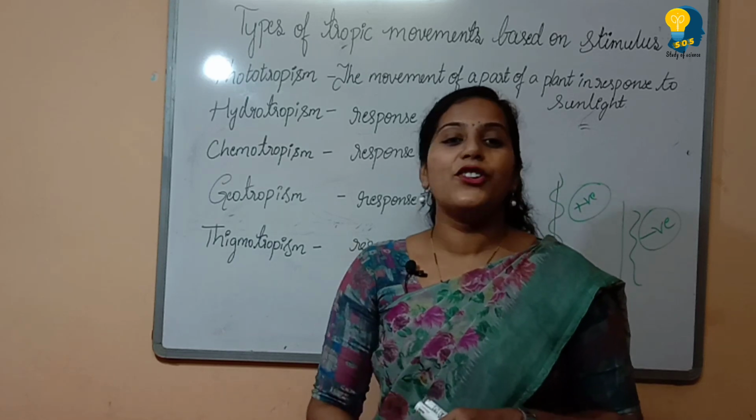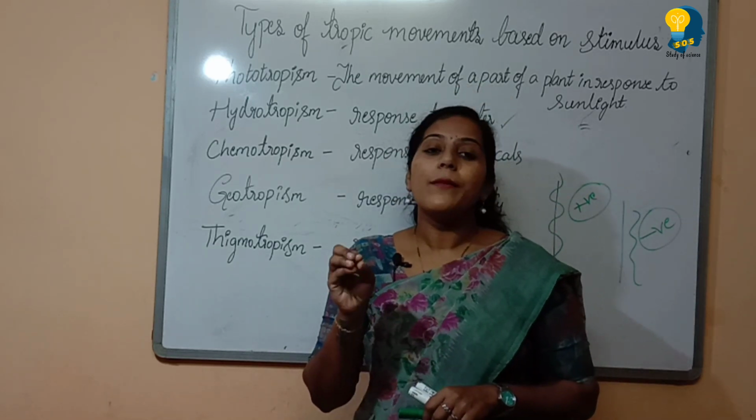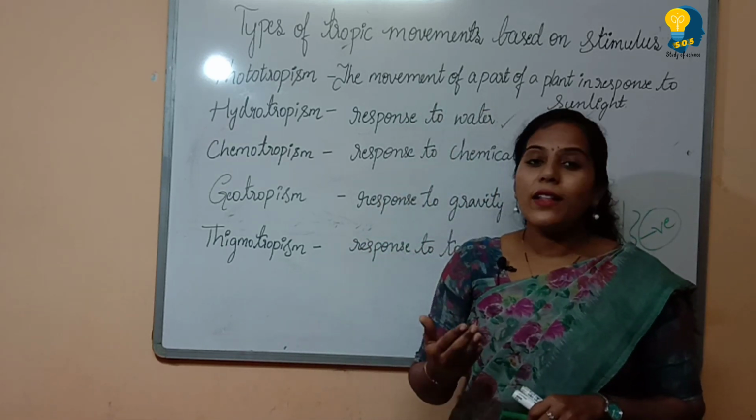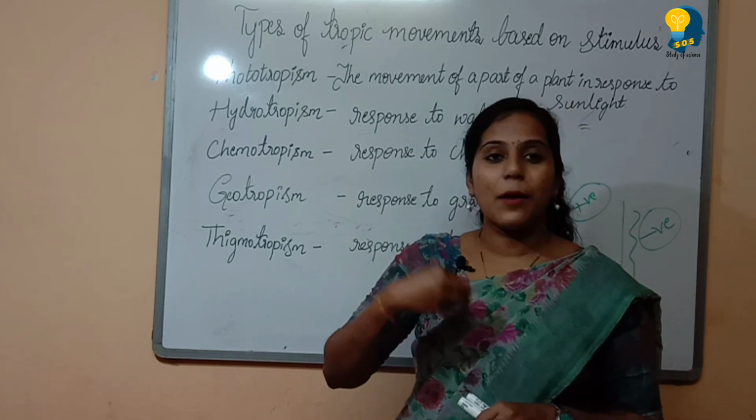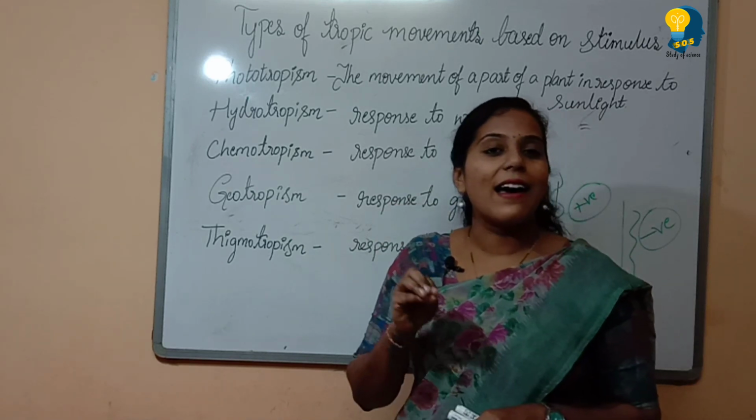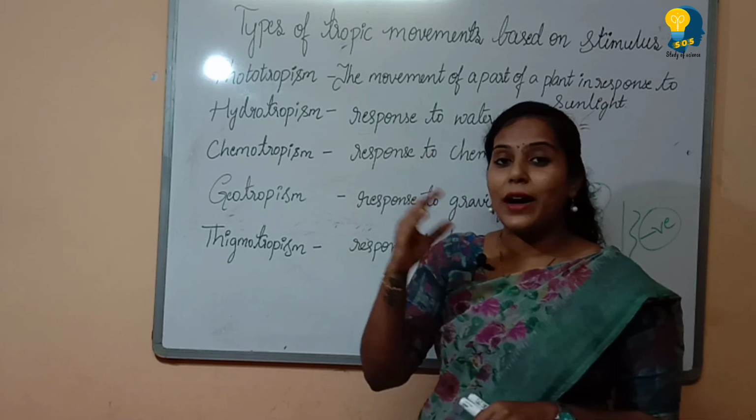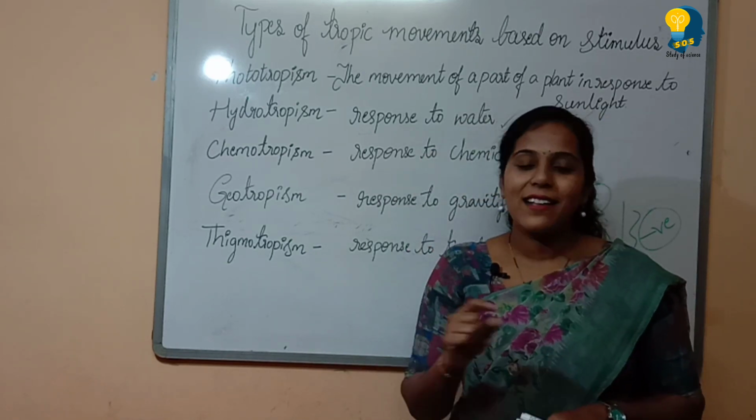So in the next session, I will teach you how the plants show their response with respect to the chemicals which are released in their body. We know that hormones are the ones which release the chemicals in our body. Similarly, in the plant's body also the hormones are released. We call them phytohormones. We are going to study about the phytohormones in the next session.